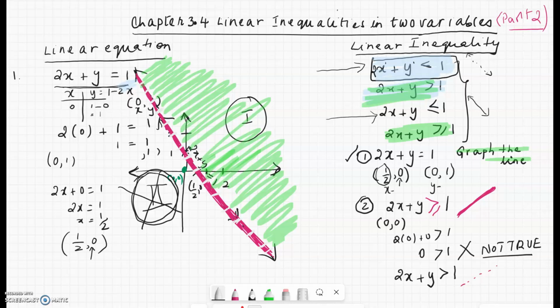So what we have is a dotted line, and the entire green region on the right is a solution to the linear inequality in two variables, which is 2x plus y is strictly greater than 1.